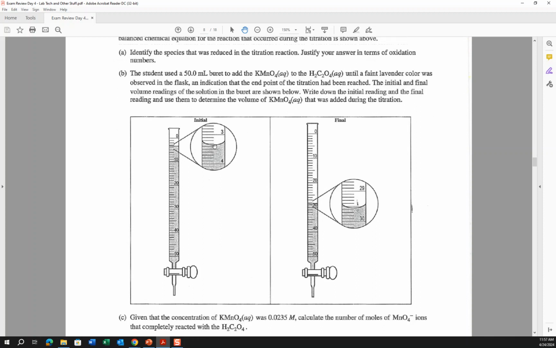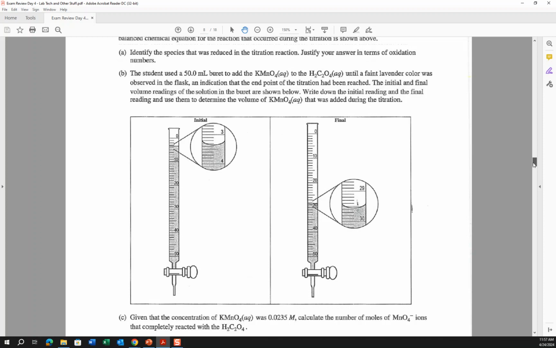So this measurement needs to be to the hundredths place. And remember, when you do final minus initial, you're limited by decimal places, not sig digs. So if this measurement has 2 decimal places and this measurement has 2 decimal places, then when I subtract, I should have 2 decimal places.